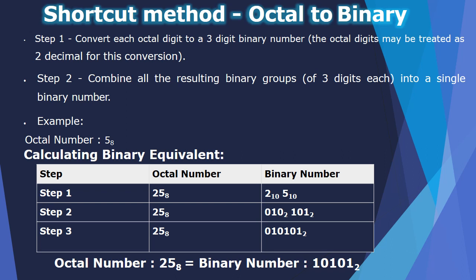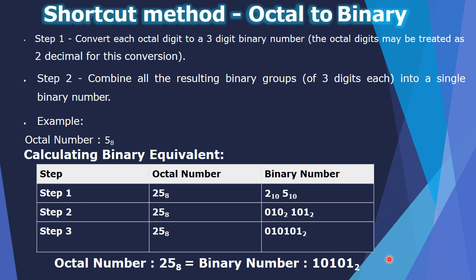So now the shortcut method to convert octal to binary. Convert each octal digit to 3-digit binary. That is, the octal digits may be treated as decimal for this conversion. Combine all the resulting binary groups of 3 digits each into a single binary number.